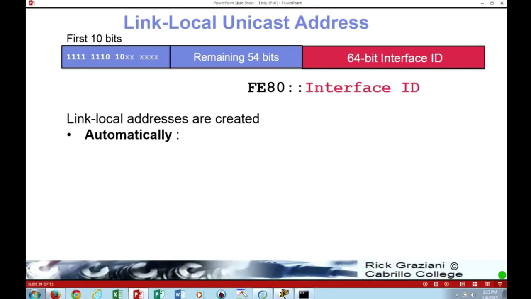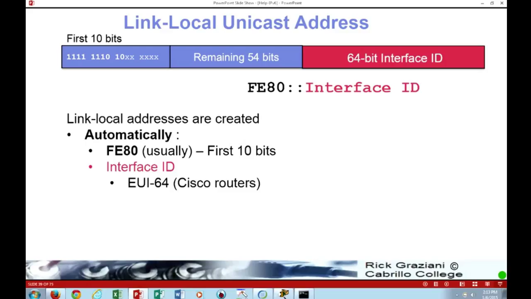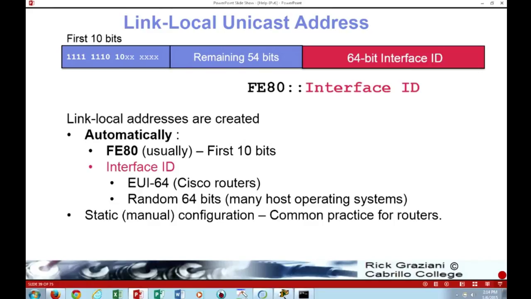So let's say that the link local address is FE80, and then there's this interface ID. How does this device give itself the interface ID? Well, the interface ID can come different ways. It can use a process called EUI64, and I'm going to show you that. The Cisco routers use this, and some operating systems. My Mac OS uses it. Windows Vista and earlier use this. The other way is a random 64-bit value, to say, let me come up with my own 64 bits. Or you can statically configure it. The only time we do this is on routers, and I'm going to show you why in a moment.